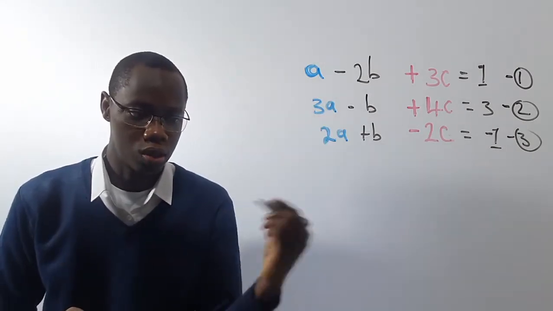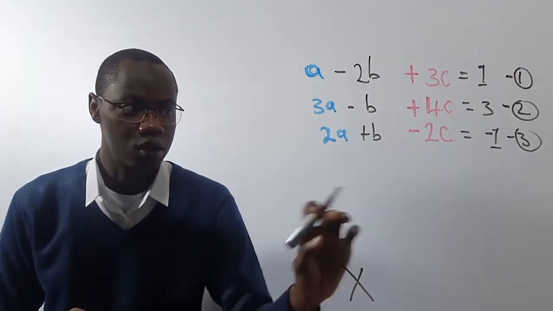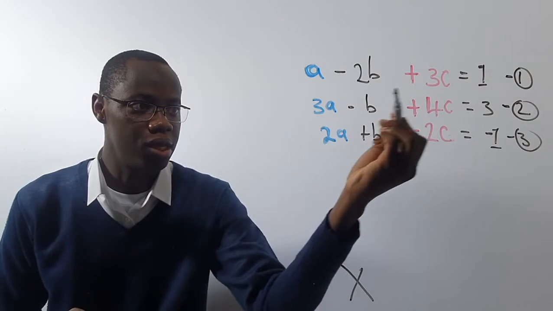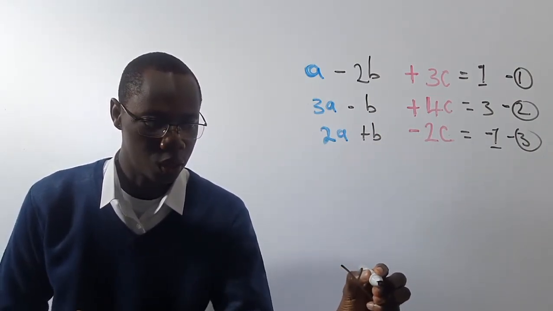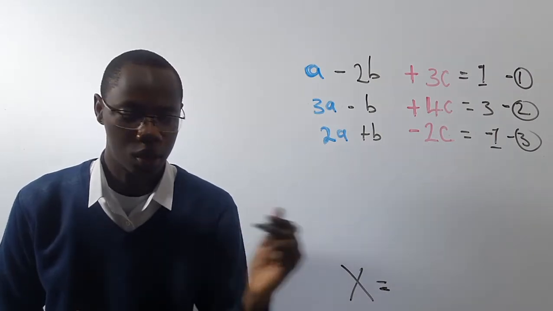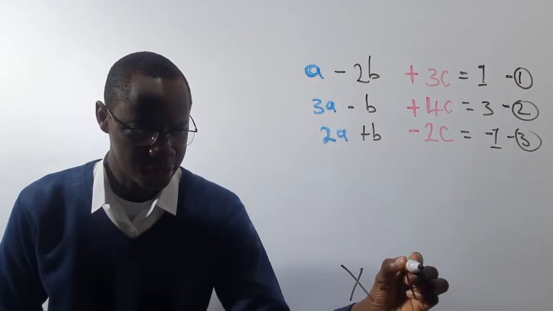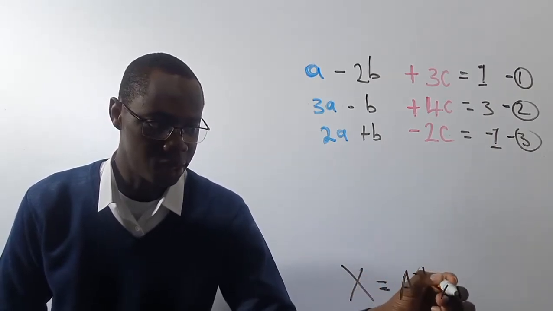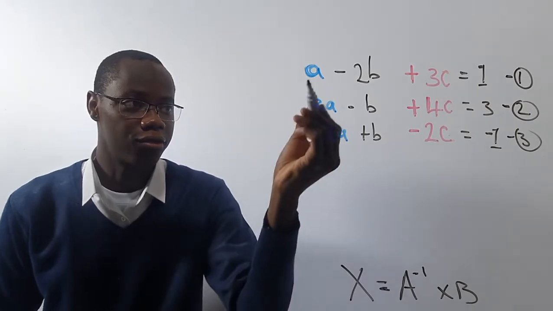The first thing you need to do is to state the formula. So what's the formula? X, remember, contains everything. Now we see we have a, b, and c. So that means x will have a, b, and c inside here, equal to what? Find a certain matrix A inverse and multiply it by b. This is all we need to do to find the answer for a, b, and c.